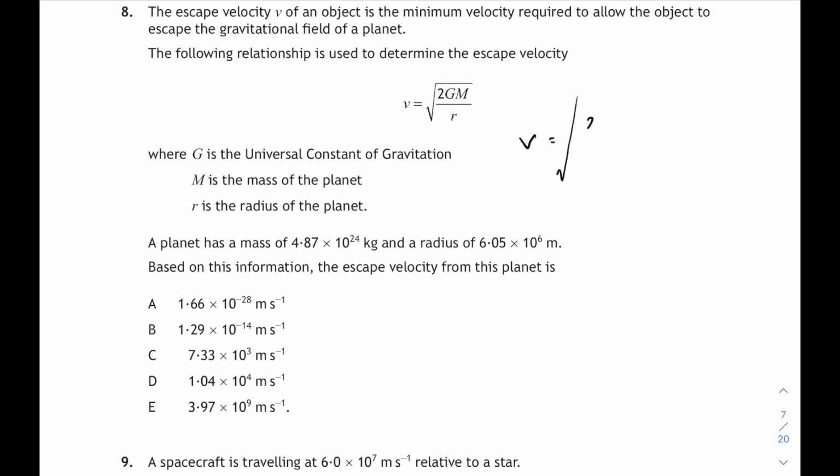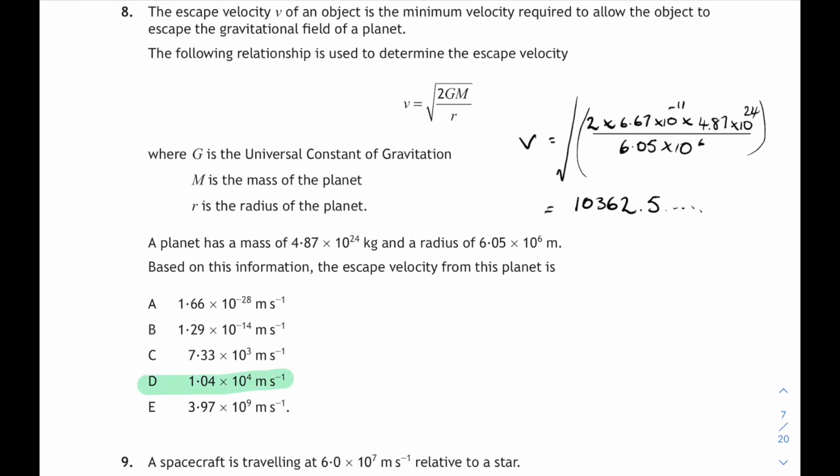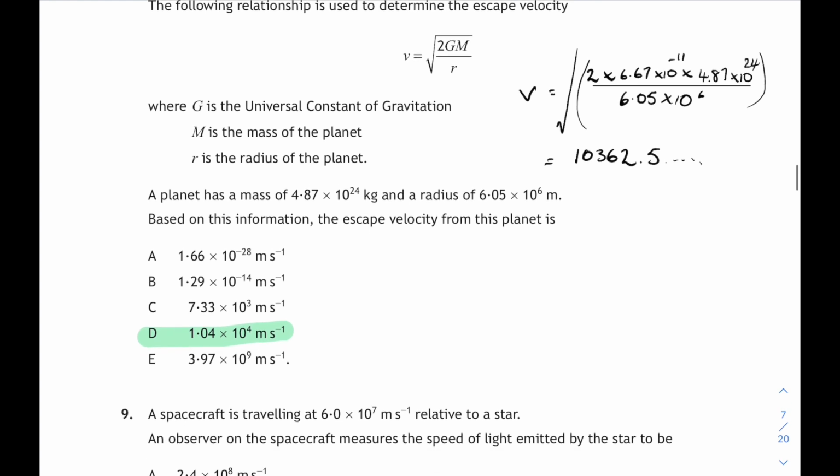So V is the square root of 2g, now you find g on your data sheet, 6.67 times 10 to the minus 11, times m, and you're told m is the mass of the planet, which is 4.87 times 10 to the 24, divided by the radius of the planet, 6.05 times 10 to the 6. And if you do that correctly on your calculator, you will get an answer of 10362.5 and so on. But we want to round that to 3 sig figs, so it's 1.04 times 10 to the 4 meters per second, and that corresponds to answer D.